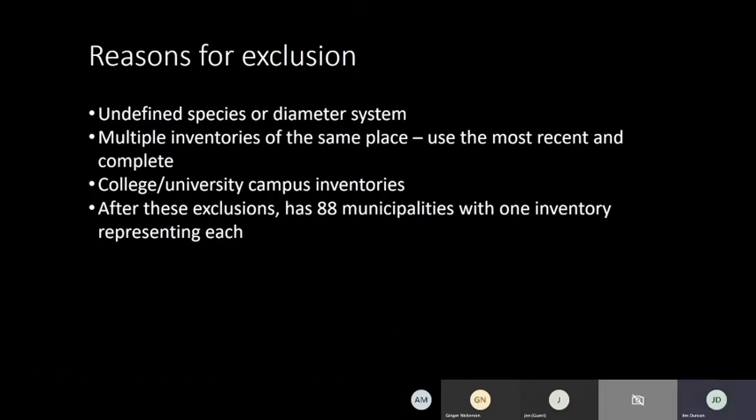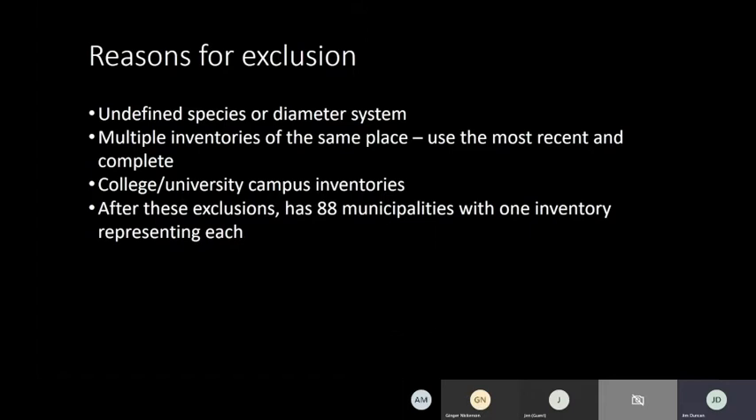Second reason is that we might have multiple inventories at the same place. In some cases, you might have a street tree inventory and a park inventory and a full public tree inventory and a campus inventory from different years. So we use the rule of thumb to try to use the most recent and complete.